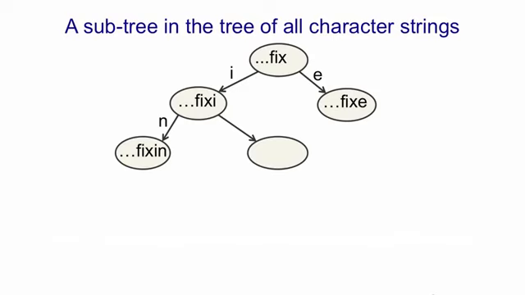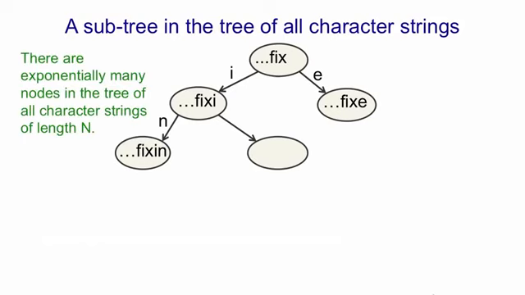In fact, this little subtree will occur many times but with different things that are represented by that ... before the fix. So this represents that we had a whole bunch of characters, then we had F, and then I, and then X. And now if we get an I, we're going to go to the left. If we get an E, we're going to go to the right, and so on. So each time we get a character, we move one step down in this tree to a new node.